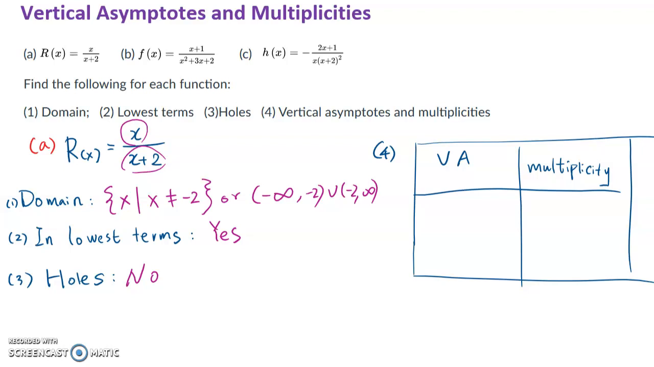Okay, question number 4. What are the vertical asymptotes and what are the corresponding multiplicities? So for vertical asymptote, we look at the denominator in lowest terms, right? So the denominator is x plus 2, so the corresponding real zero is the vertical asymptote, which is x equals -2, which is a vertical line. And the multiplicity here is 1, since this factor x plus 2 only appeared once in the denominator, right?